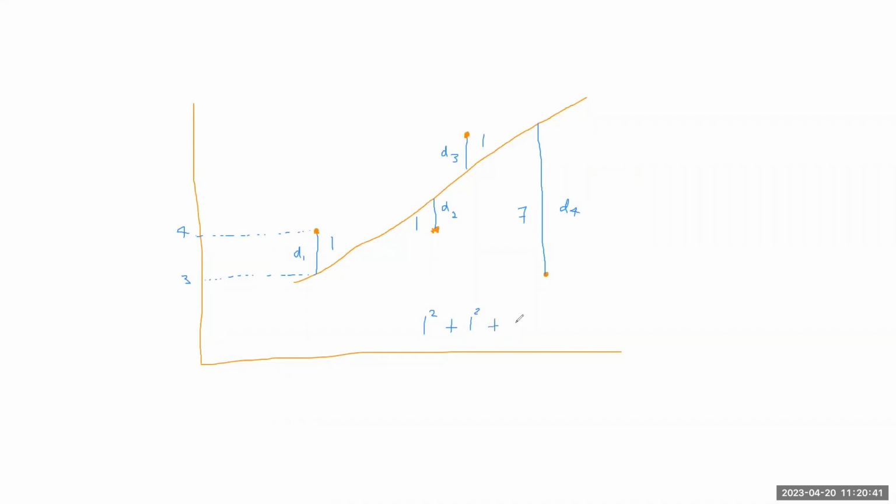One squared plus 1 squared plus 1 squared is like 3, plus 7 squared. Now, the reason why we square it is to penalize or exaggerate the error or the residual for data points that are far, far away from the regression. And the reason why we do that, the squaring, is to give us a better overall sense for this overall number. Okay, this is the squared error.